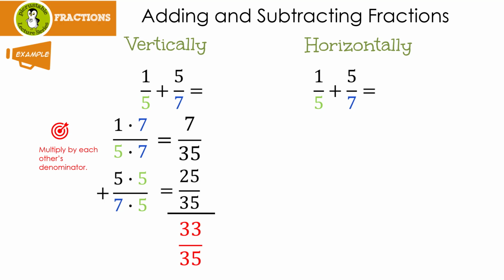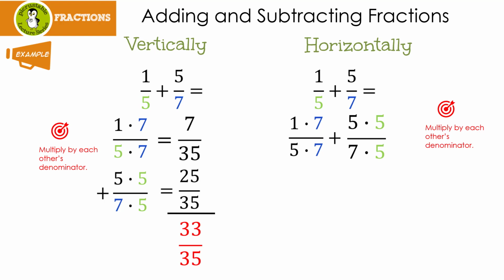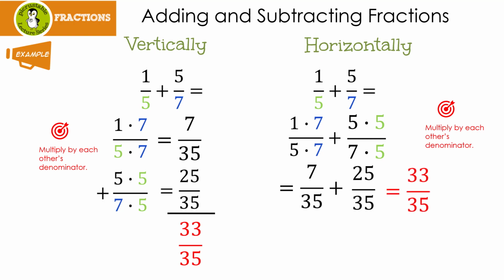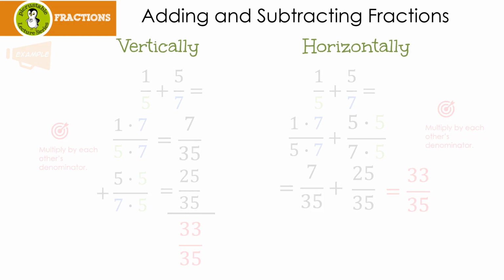Perfect. I'm going to do the same addition, but this time horizontally. Once again, we're going to multiply each other's denominator. I'm taking 1/5 times 7 over 7 and 5/7 times 5 over 5, exactly what we did when we did it vertically. 1 times 7 is 7, and 5 times 7 is 35. 5 times 5 is 25, and 7 times 5 is 35. Cool! Common denominator! So now all we have to do is add the top. 7 plus 25 is 33, and we keep the common denominator.